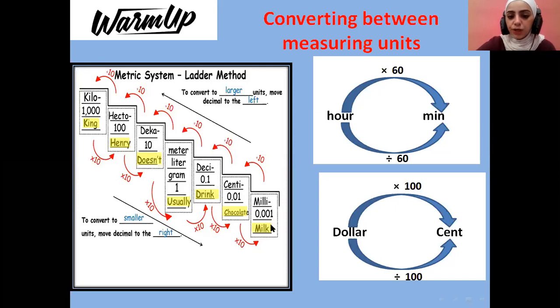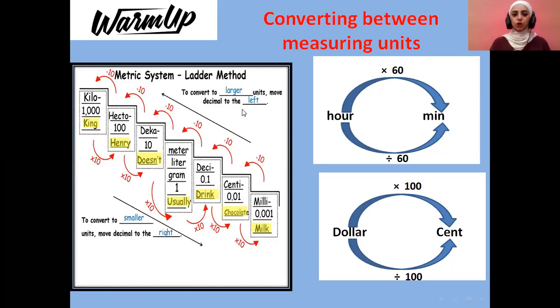For example, if you want to change millimeter to meter, how many steps are we going? We jump to centimeters first, that's a step, then decimeter, another step, then we reach the meter, third step. And since it's small to big, we divide by 1,000, because 3 steps means 3 zeros. So to convert to larger units, move the decimal to the left.